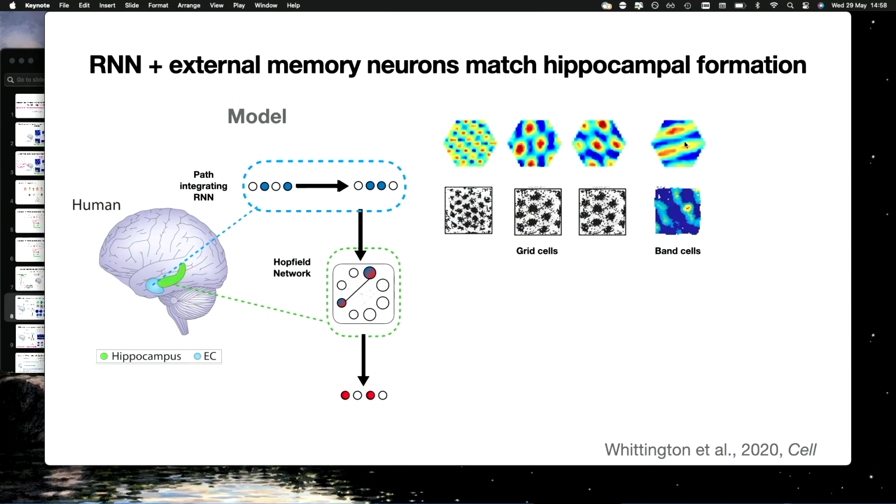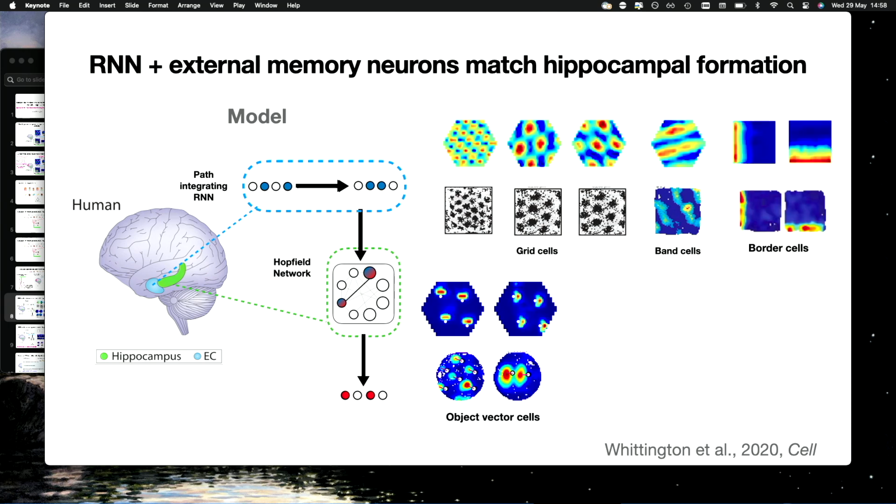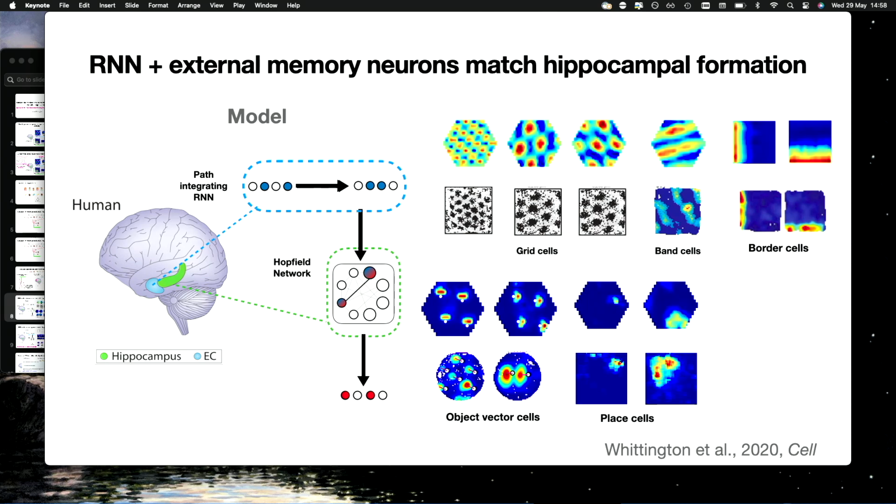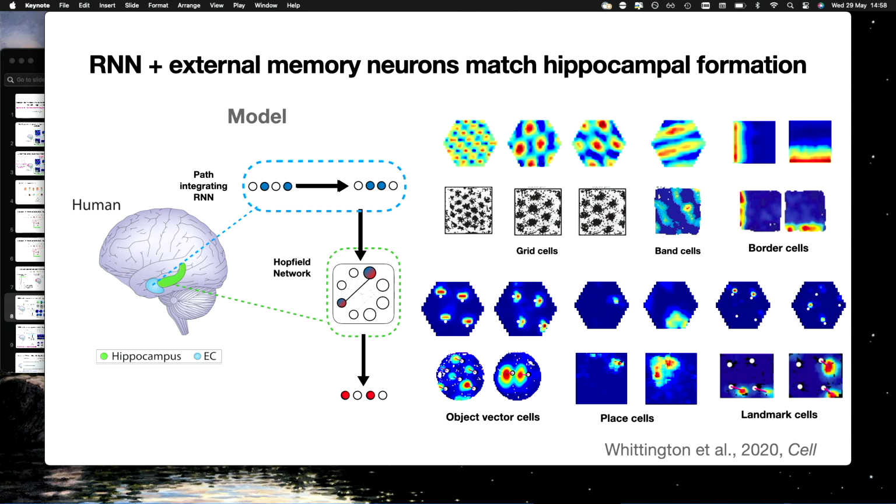It learns things that look like band cells. I didn't show you them earlier, but you find band cells in entorhinal cortex as well. And border cells. If you put these special objects in there, it learns object vector cells. So here's a cell that always fires 5 steps north of the white object, and this cell always fires 5 steps east of the object, just like object vector cells in the brain as well. And it also learns place cells, little ones, big ones, landmark cells, and so on. And this is all just trained on spatial sequences.